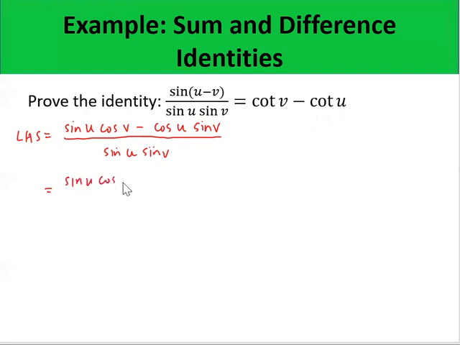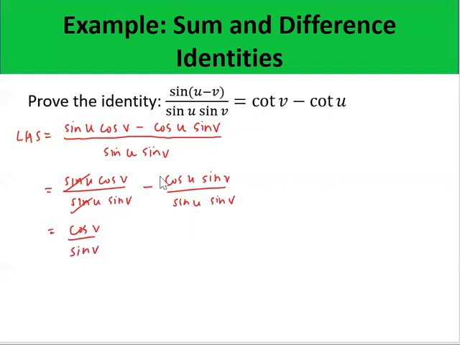Sine u cosine of v over sine u times sine v minus cosine of u times sine v over sine of u times sine of v. In the first fraction, we can cancel out sine u and we get cosine of v over sine of v. And then minus, for the second fraction, sine v will cancel out, so we get cosine of u over sine of u. Now using the ratio identity, cosine of v over sine v is equal to cotangent v, while cosine of u over sine u is equal to cotangent of u. And this is the right-hand side of our equation. So this proves the identity.